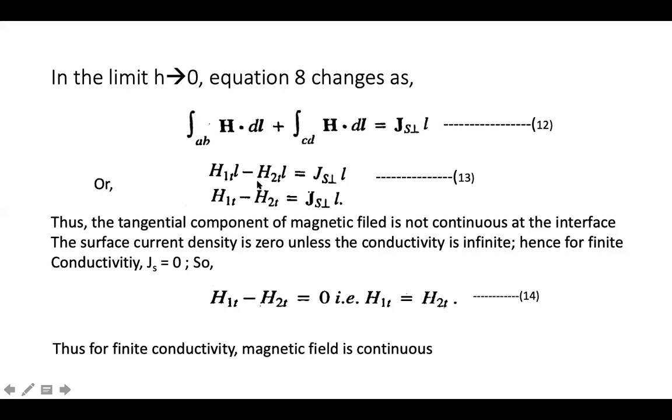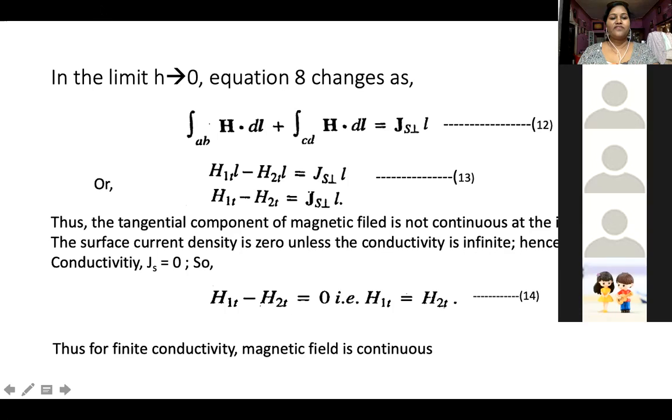As I told you, the direction is different. AB and CD are in opposite directions. So the line I took as L and the length I took as minus L here. And this is 1T, then 2T, where 1 represents medium 1 and 2 represents medium 2, is equal to the perpendicular component. So hence what we got, the tangential component of the magnetic field is not continuous at the interface or the surface. The surface current density is 0 unless the conductivity is infinite. Hence, for finite conductivity, Js is equal to 0. So this is equal to 0.